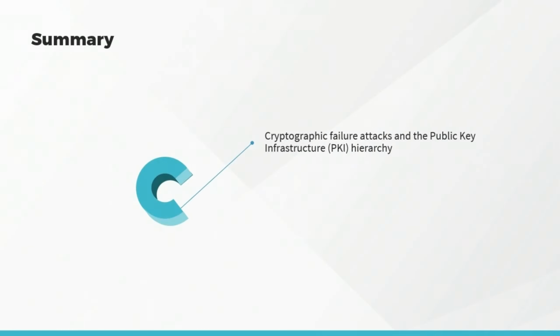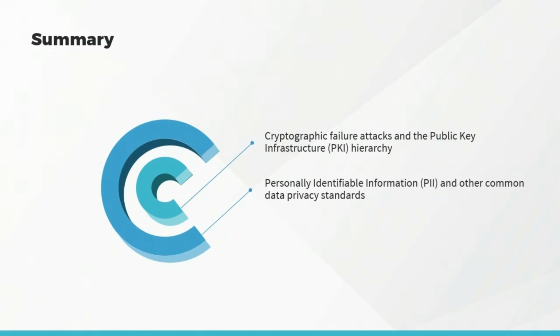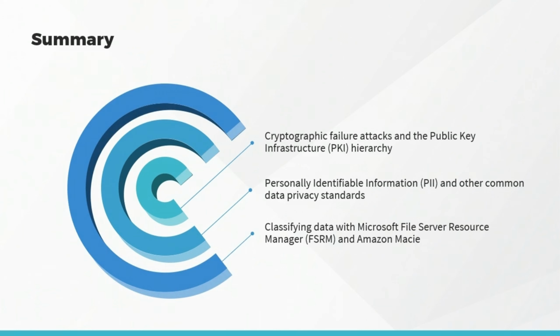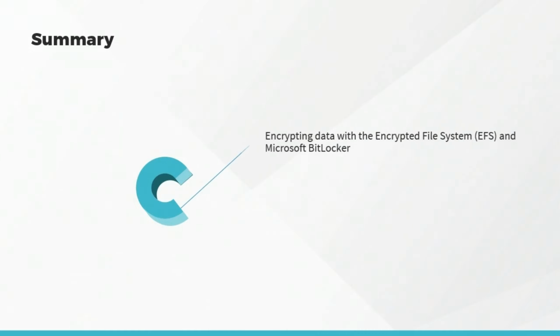So in this course, we have examined how to put security controls in place to protect sensitive data in use, at rest, and in transit. We did this by exploring cryptographic failure attacks, and we discussed the PKI hierarchy. We also covered PII and other common data privacy standards that apply to sensitive information. We classified data with Microsoft File Server Resource Manager, otherwise called FSRM, and as well with Amazon Macie in the cloud. And then we encrypted the data with the Encrypting File System in Windows and with Microsoft BitLocker.